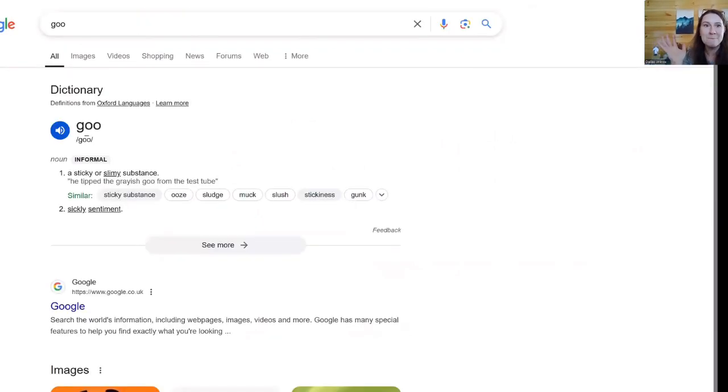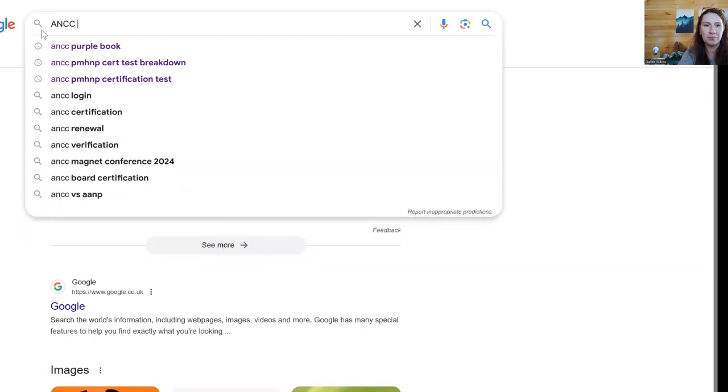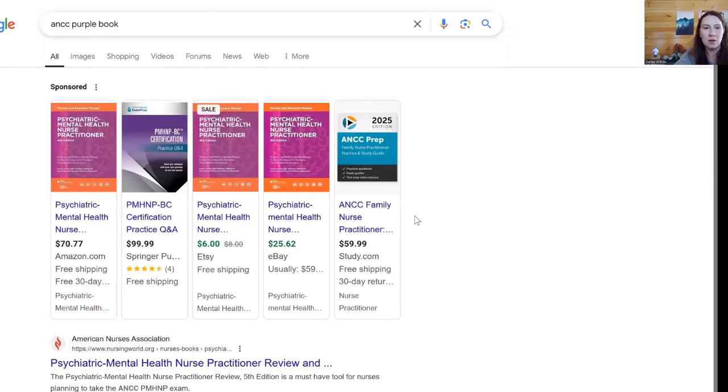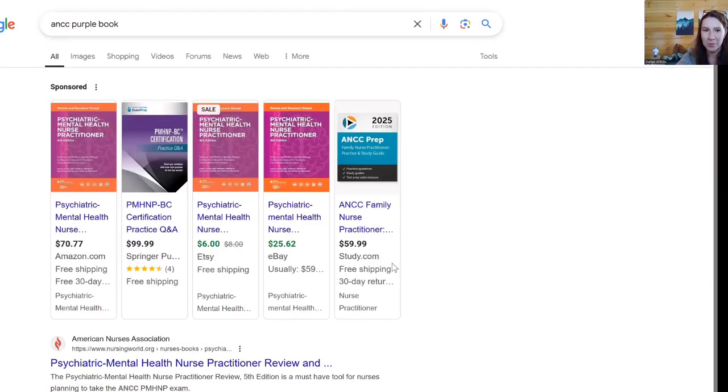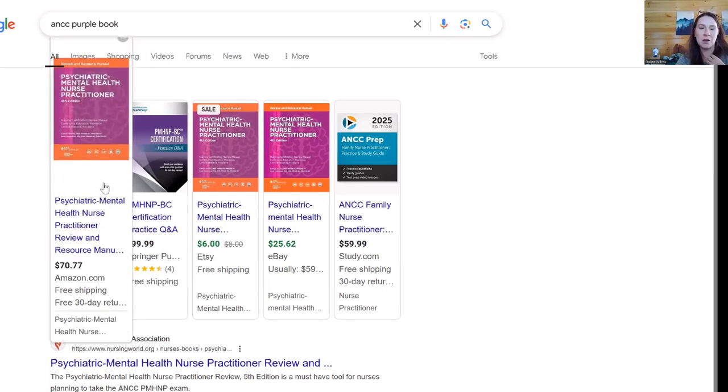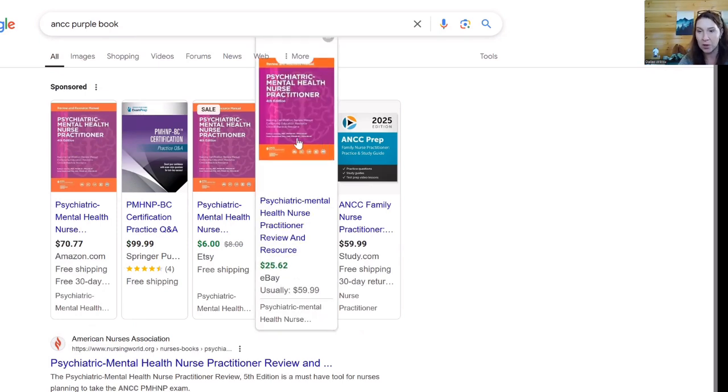finding that magic purple book that I keep bringing up. Here we go. So, from what I'm understanding, our ANCC book, this purple one, is I think one edition late. I think there's a newer edition coming out. I used this purple book. I took my test right before 2025 and I passed, and I felt like this was very helpful.